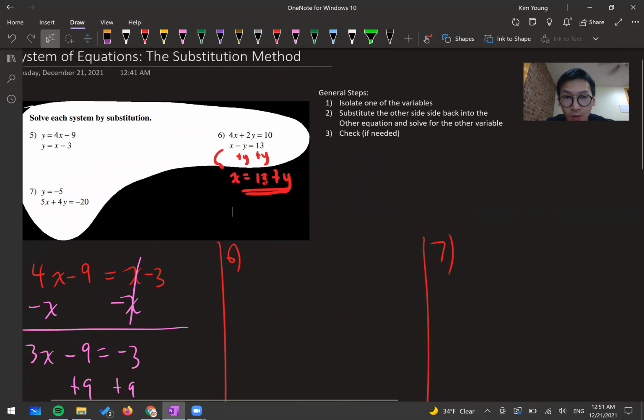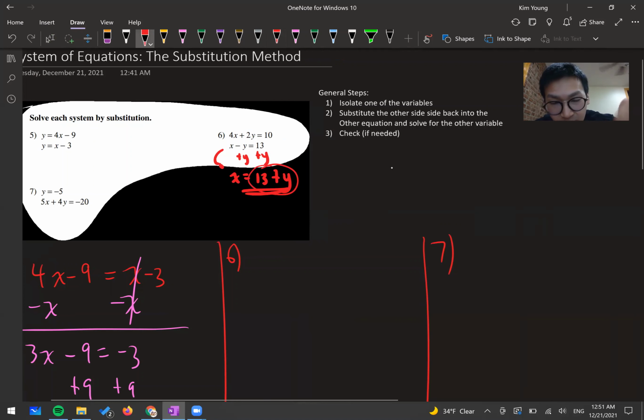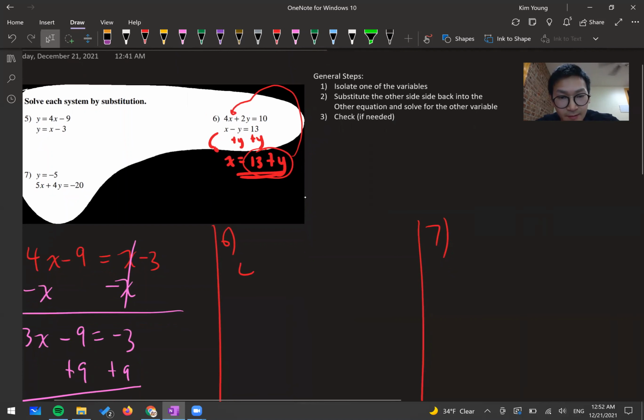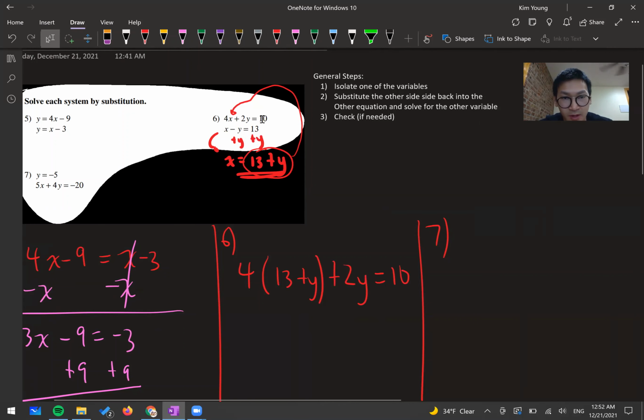And now you are going to plug this back into the original equation. So this 13 plus y, I'm saying x is that, so that means I can just substitute that in here. So it's 4 parentheses 13 plus y, because we're substituting, close the parentheses, and then we put all the stuff that you didn't write, which is the 2 plus 2y equals 10.